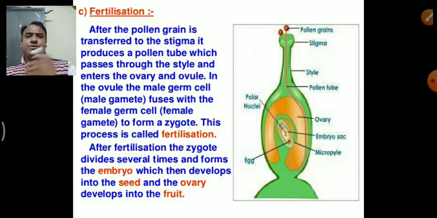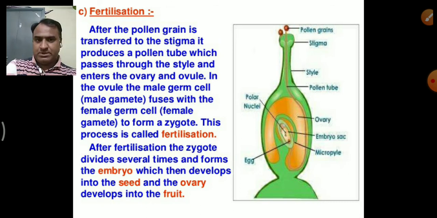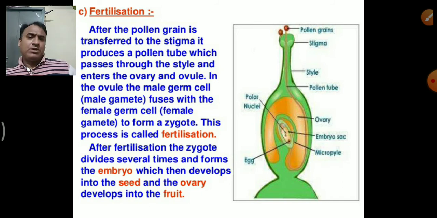Next, fertilization. We know what fertilization is. Fertilization is the process of fusion of a male gamete with a female gamete. In the case of plants, there is a concept of double fertilization. Double fertilization means fertilization takes place two times. How is it possible? Pollen grains are produced in the anther, which is the male part. Pollen grain has two cells: one is known as the vegetative cell and the second is the generative cell. These two cells have two nuclei, vegetative nucleus and generative nucleus.